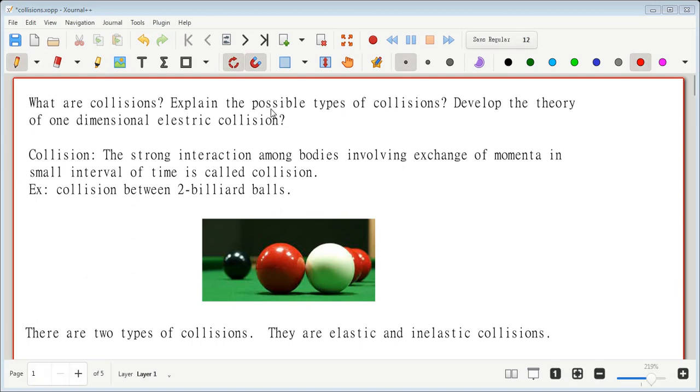What are collisions? Explain the possible types of collisions. Develop the theory of one dimensional elastic collisions. This question carries 8 marks in the public examination.